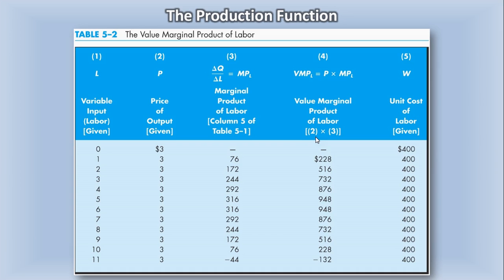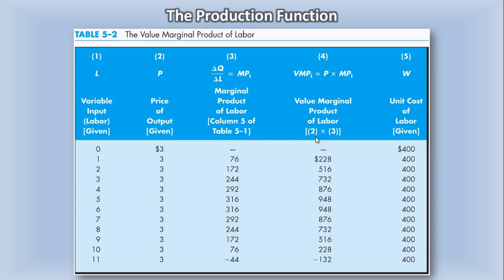Here's the price. If we multiply them, we'll get the value of our marginal product of labor, which is this column here. So again, hiring that first person means that you can produce additional output worth $228 in market value, what it can be sold for. Hiring the 5th worker yields $948 in the value of marginal product of labor. So the additional output they produce is $948 worth of goods that can be sold.